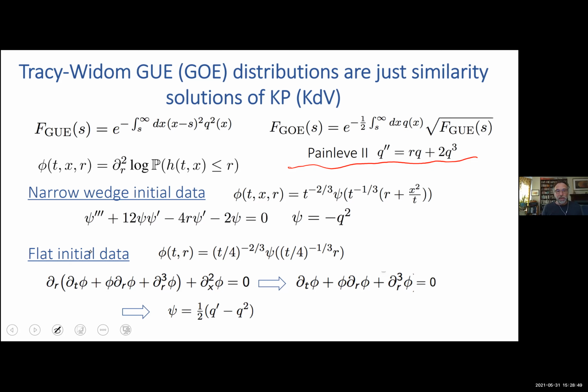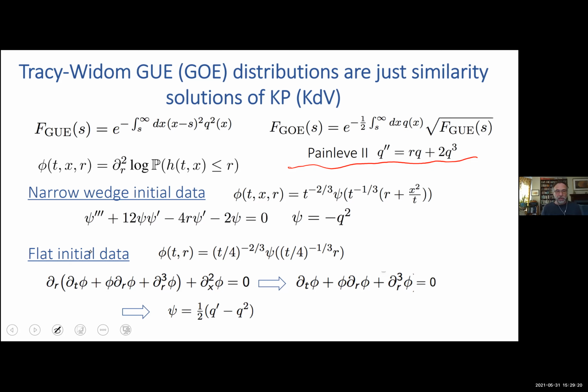So you could just guess as an ansatz that phi must have the scaling form t to the minus 2/3 of some psi of t to the minus 1/3 r plus x squared over t. Plug that into the KP equation, and you just get this nice little ODE out. And of course, if you just guess minus q squared, it turns out to be the solution of this ODE as long as q satisfies Painlevé-2.